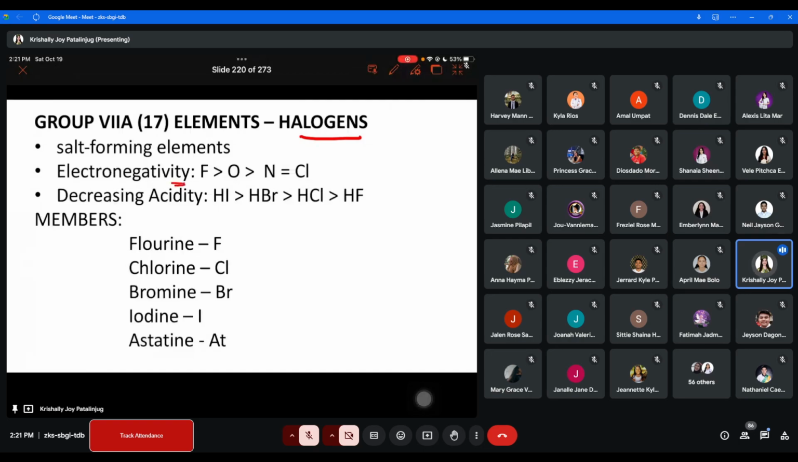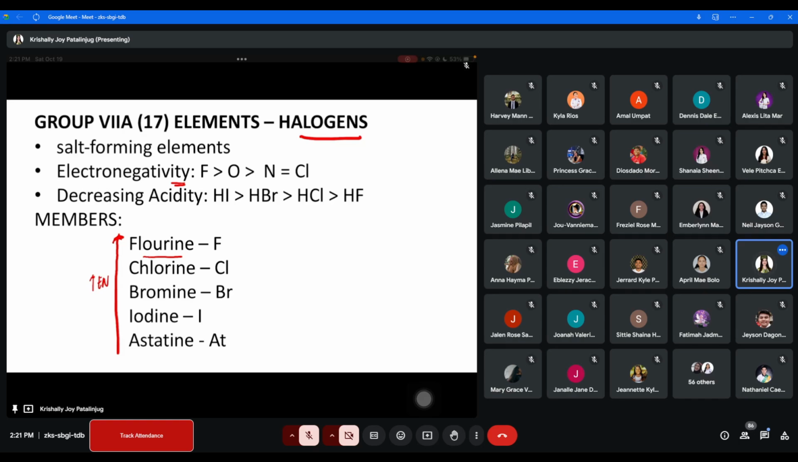Based on electronegativity order, ang electronegativity, di ba, based on periodic trend, going up, increasing ang electronegativity. So most electronegative is fluorine, followed by chlorine, bromine, iodine. For the elements lang under group 7A halogens. But in the periodic table of elements, the list of most electronegative atom.